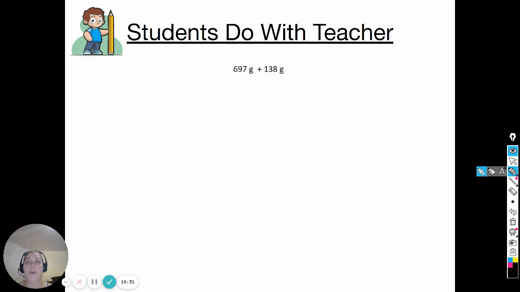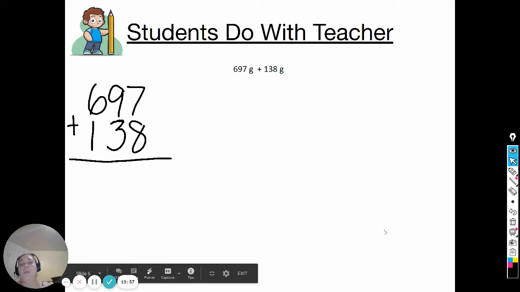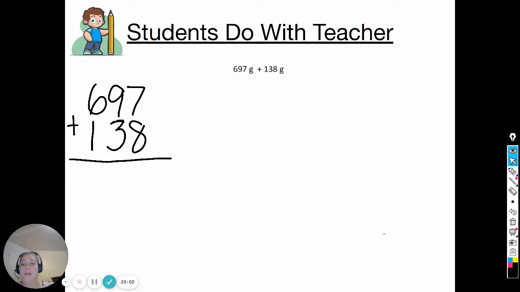And we're going to start with rewriting this problem as the standard algorithm, stacking and adding it. 697 plus 138. Make sure that the 7 is on top of the 8, because they're both in the ones place. The 9 on top of the 3, because they're both in the tens place, and the 6 on top of the 1 because they're both in the hundreds place.